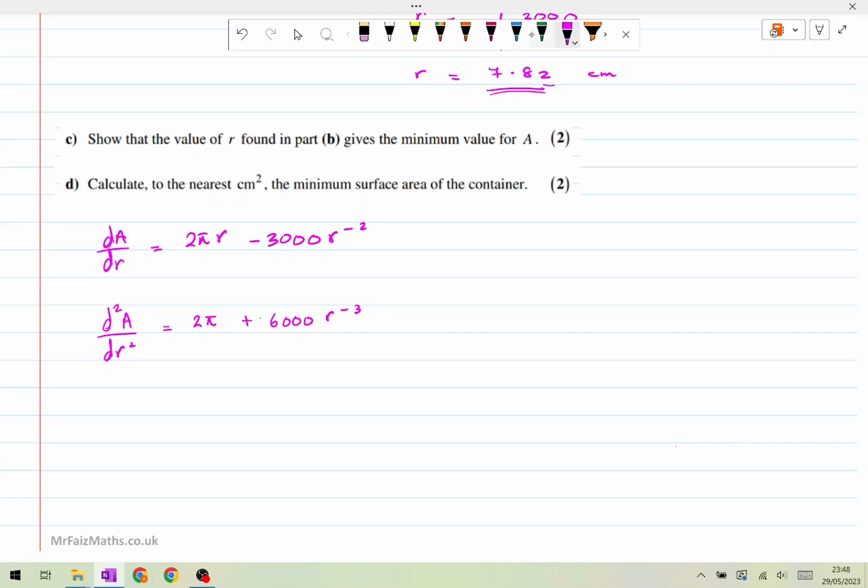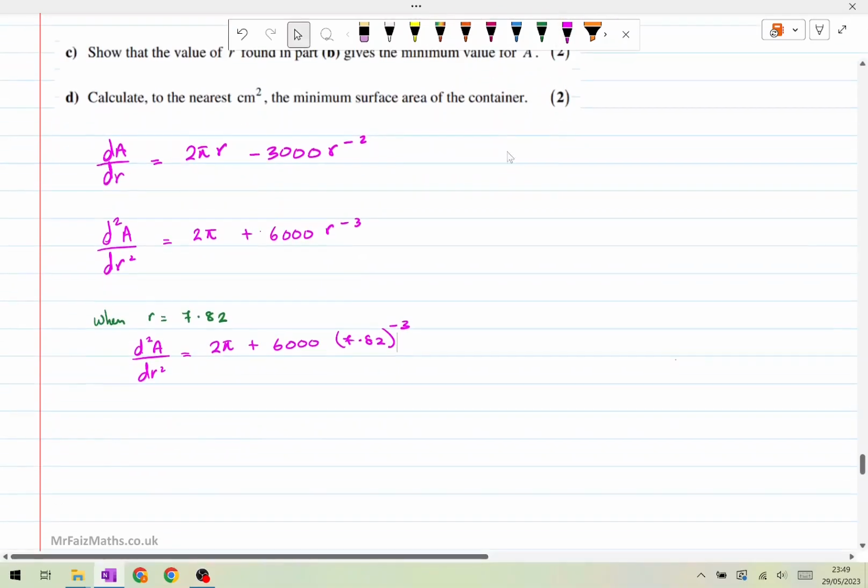Right, so all we need to do then is to substitute the value of R. So let's say when R is equal to 7.82, we want to check what is the value of d squared A over dr squared. So substituting this number in, we have 2 pi plus 6000 times 7.82 to the power minus 3.